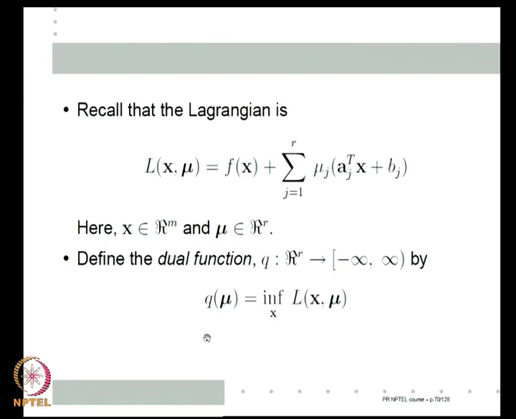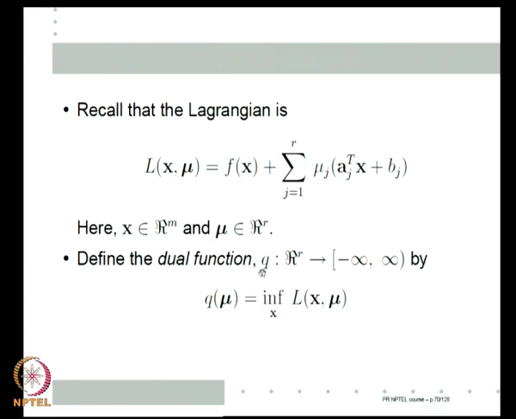So, q(mu) is taken to be the infimum over all x in R^m of L(x, mu), where L(x, mu) is this. Given any mu in R^r, I define the value of q(mu) to be the infimum or minimum over all possible x of L(x, mu). The difference between infimum and minimum is that a minimum has to be attained.